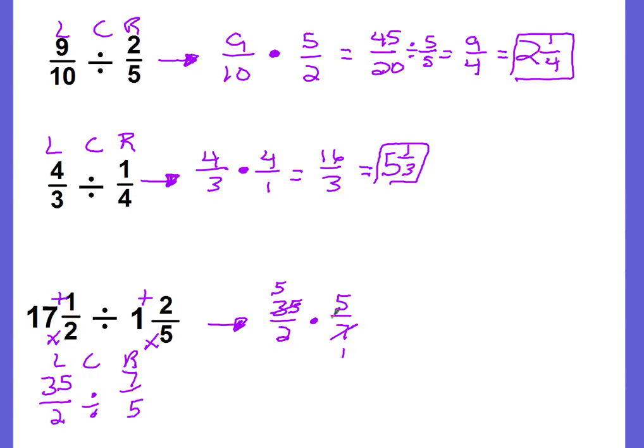We don't have to do 35 times 5. Instead, we'll do 5 times 5 and get 25. Multiply your denominators. 2 times 1 is 2. And change your improper to mixed number. 2 goes into 25 12 times with 1 left over. 12 and a half. So dividing fractions, all we're doing is basically multiplying the fractions. But before we can multiply, we have to do our leave, change, reciprocal.